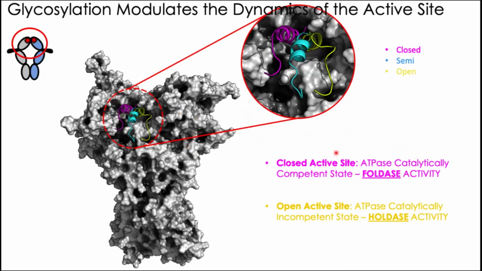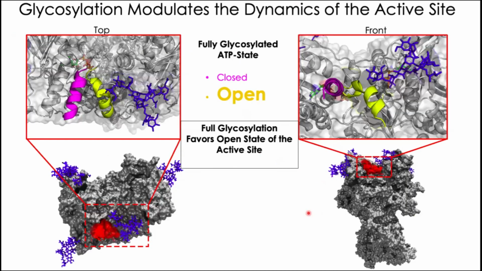So we can define a closed state, which is the catalytically competent one, and an open state, which is the catalytically non-competent one. So when we look at the completely glycosylated protein, we always see that the glycosyl at position 62 tends to reach out to the ATP lid and pull it open completely, so that ATP can either enter and exit very quickly or be released also very quickly.